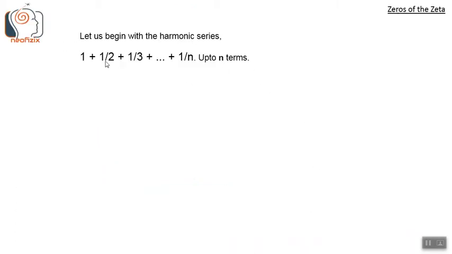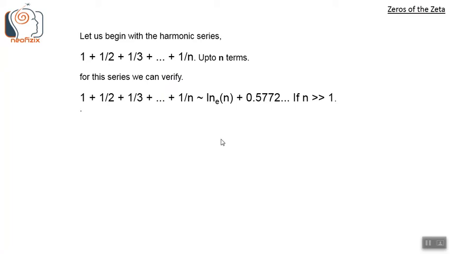Let us begin with the harmonic series, that is 1 plus 1/2 plus 1/3 up to n terms. For this series, we can verify that the sum up to n terms is equal to the natural log of n plus some constant, for n much larger than 1.